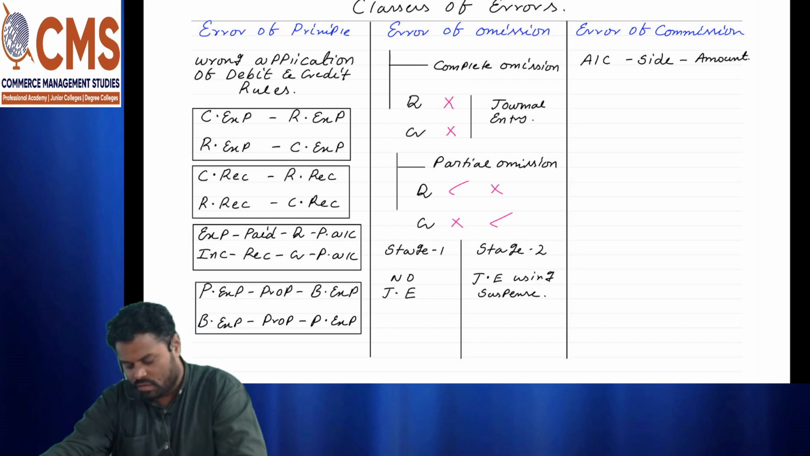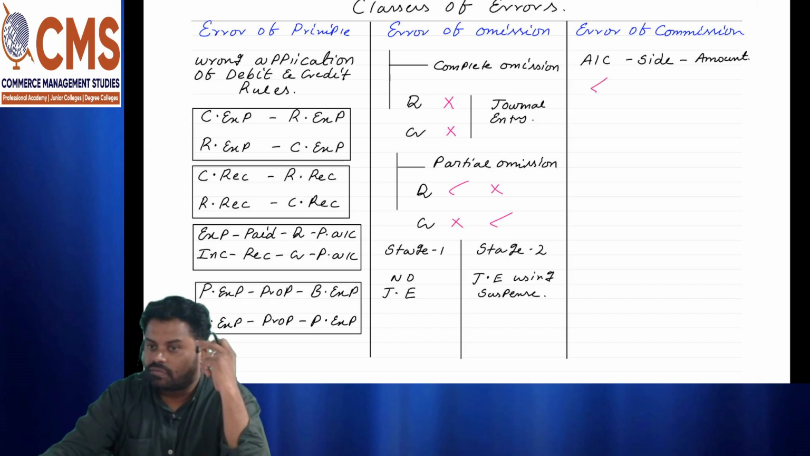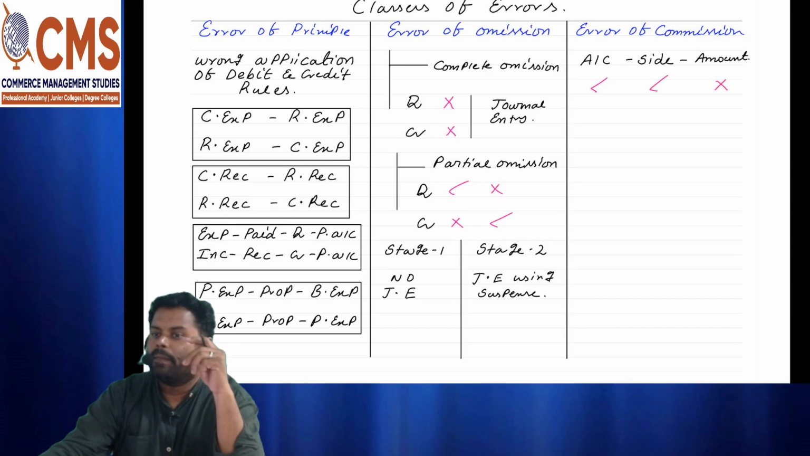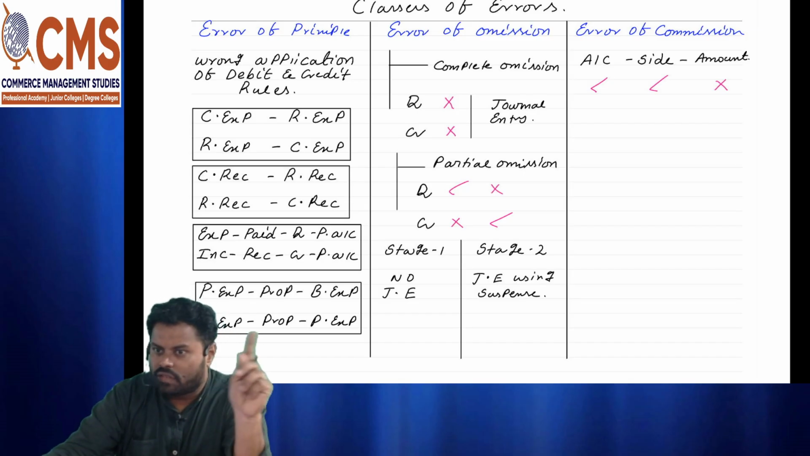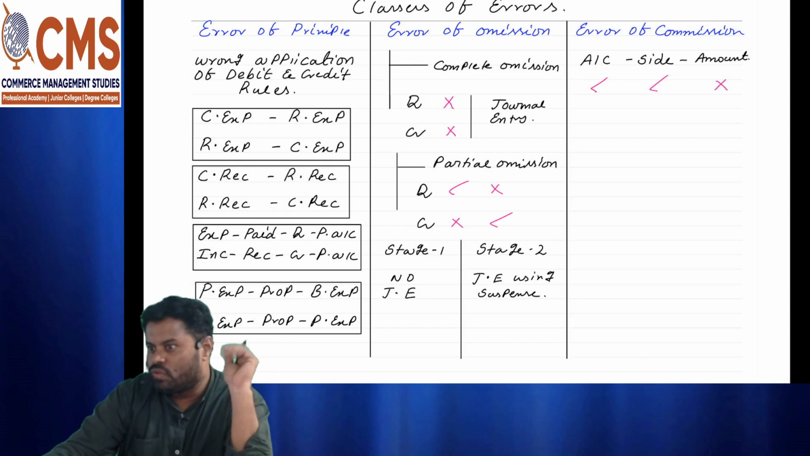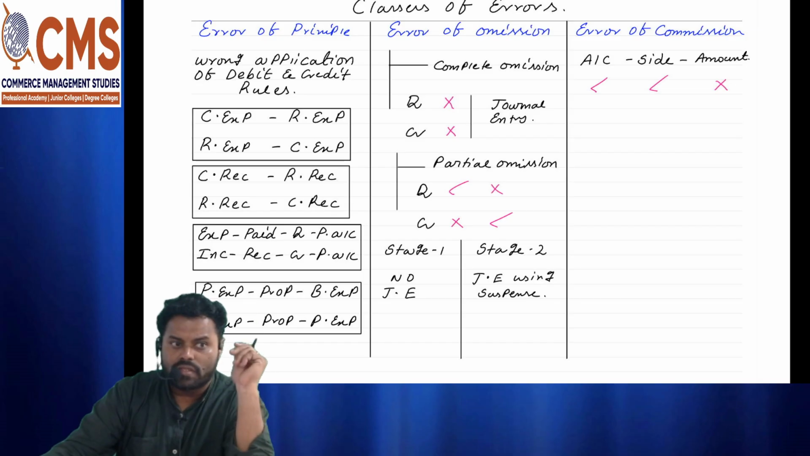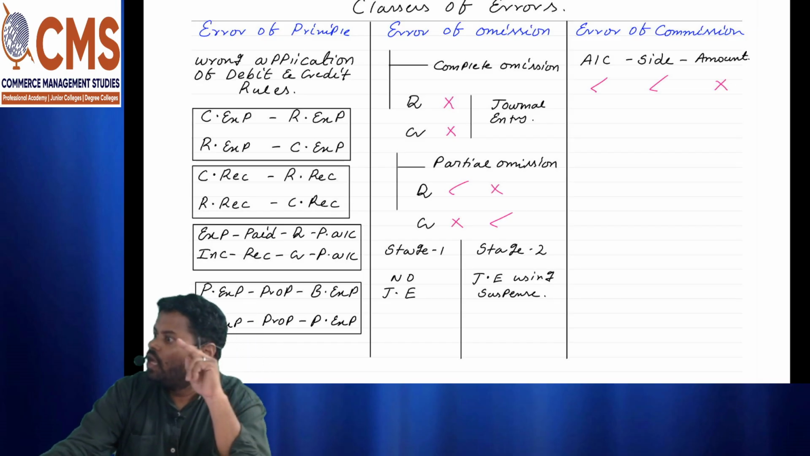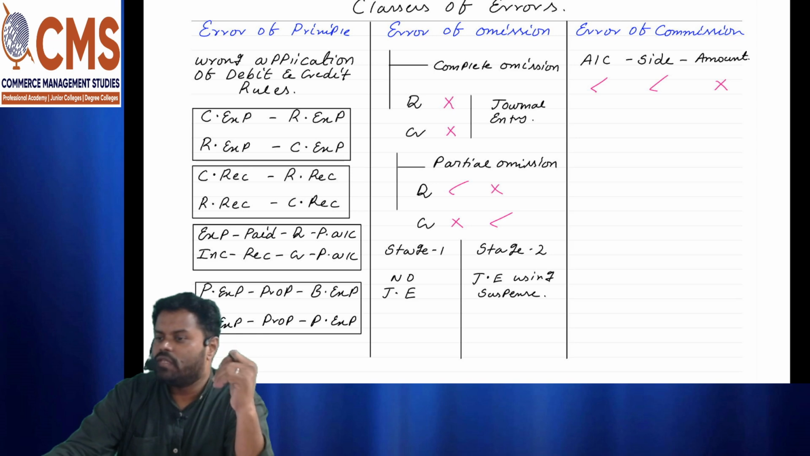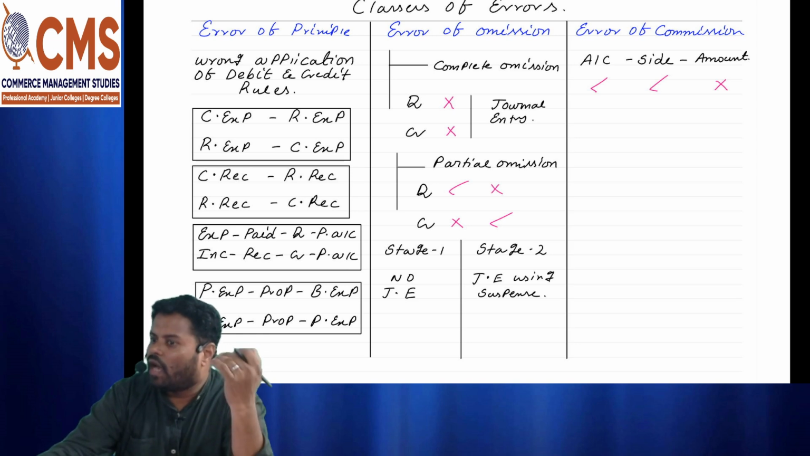Okay, look at the mockery here. Account is correct. Side is correct. Amount goes wrong. Account is perfect. Nothing is wrong with the account. Nothing is wrong with the side, but the amount goes wrong. And in this, we'll have two classes. Amount going wrong is either you must have written an excess amount, or you must have written a shorter amount, which we call overcasting and undercasting.